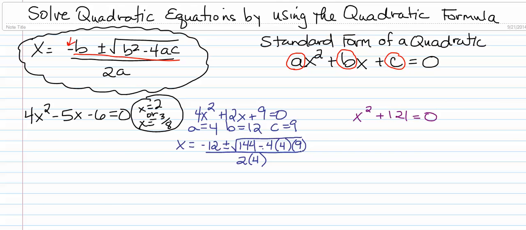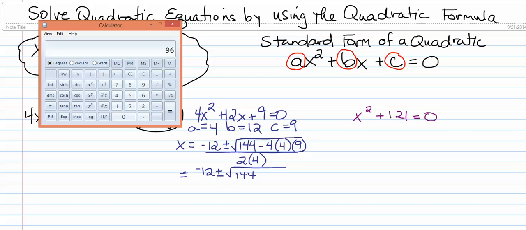So now my next step would be just to clean up some of this math. So -12 plus or minus 144. And again, I'm going to get out my calculator, which I don't know if it'll show up in your video or not, but I'm quick going to do 4 times 4 times 9, which is 144.